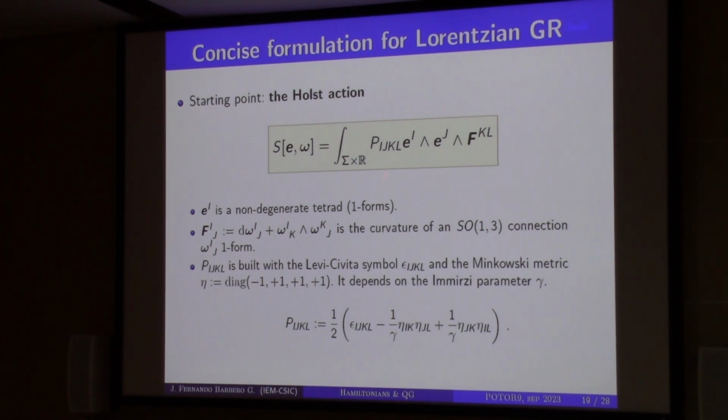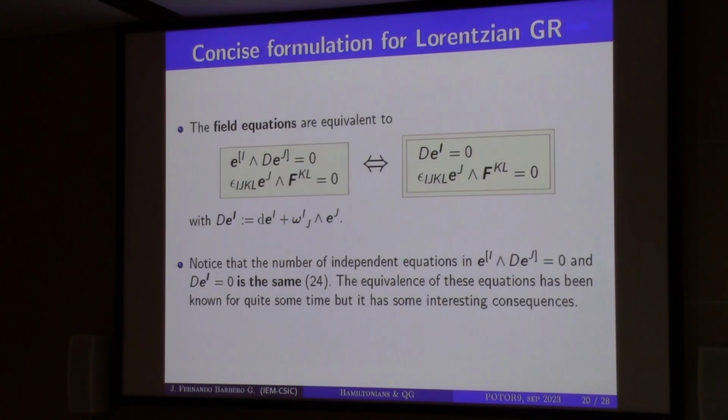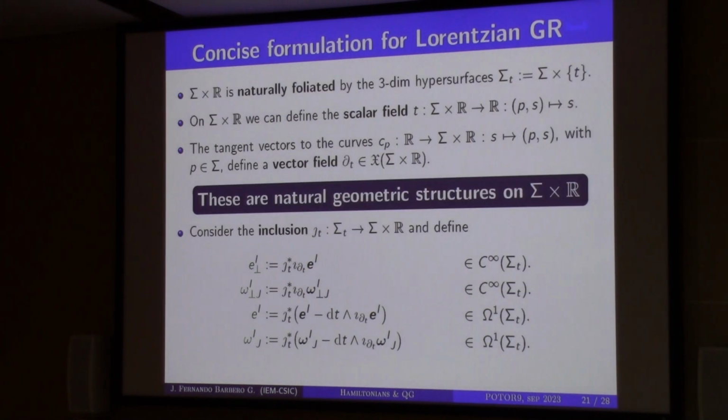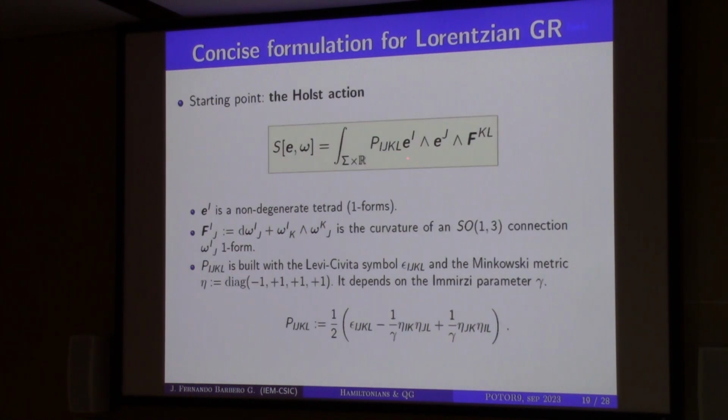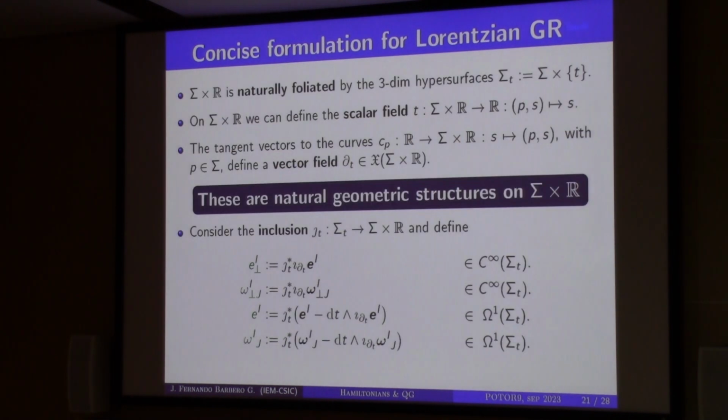And this object here has this expression, and it is built in terms of the Levi-Civita symbol, the Minkowski metric, and depends on the Immirzi parameter. So this is the Holst action. Now, when you compute the field equations, this is what you get. These equations are the same that you get from the Palatini action, which is the action where you just drop the terms that depend on the Immirzi parameter.